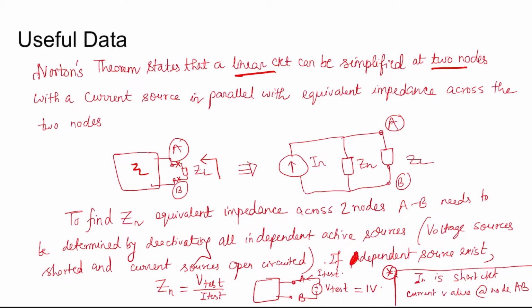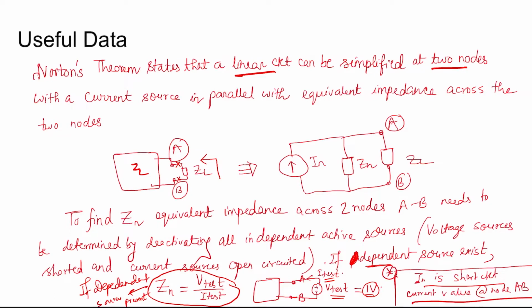If dependent sources exist, then you need to deploy a test voltage source, which is 1 volt, known in nature, and then apply it by removing the load across these two nodes and determine the current. Then divide V test by I test, which will give you the Zn, that is the Norton impedance value. So this is the way to determine equivalent impedance when you have dependent sources present. Now I Norton is the short circuit current value at nodes A and B. By removing this load and doing a short circuit, that short circuit value is the Norton current source value.